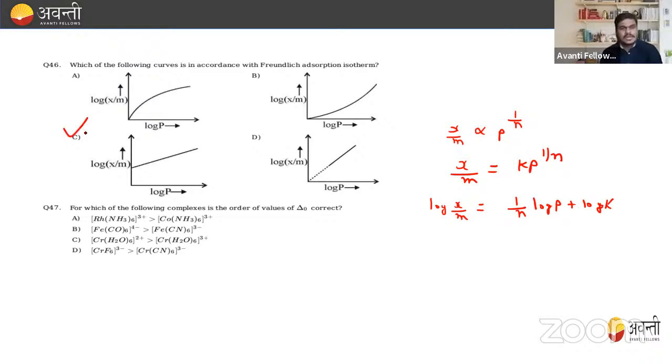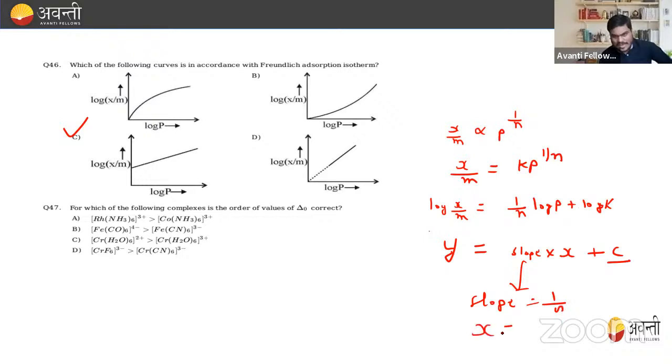This one is absolutely correct. How can we say that? Here log x upon m is on the y-axis. This is the slope times the x-axis plus the intercept. So here the slope comes out to be 1 by n. And what is x here?